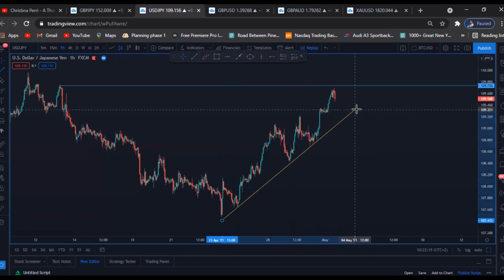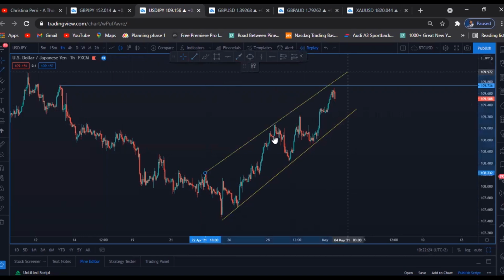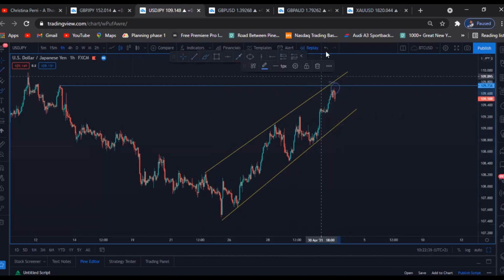Remember, guys, when you're drawing your trend line, you've got to be as accurate as you possibly can. You can see we have this ascending type structure here. As a whole, we are at the hotspot area for us. This is our hotspot.